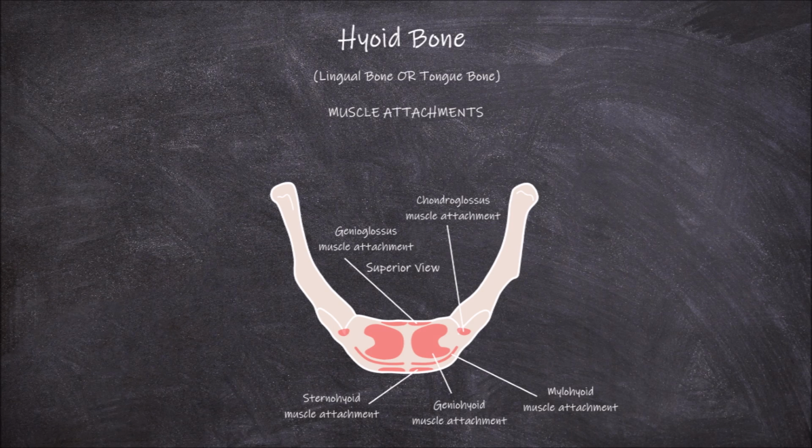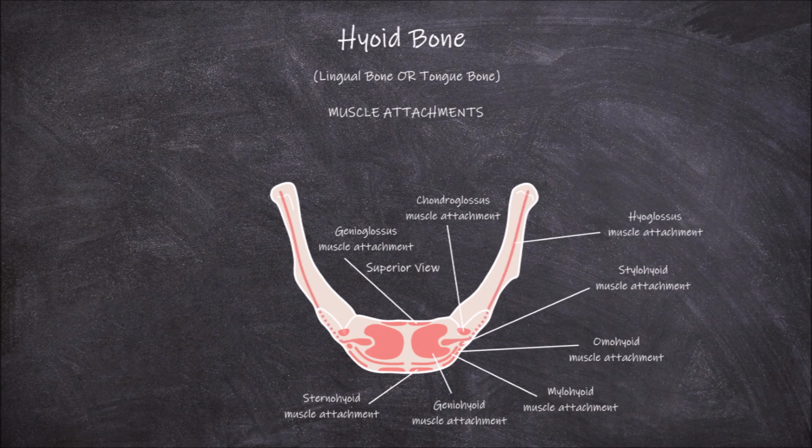The superior belly of the omohyoid muscle inserts onto the inferior border of this bone. The stylohyoid muscle inserts onto the body of the hyoid bone. The hyoglossus muscle originates from the body and greater horn of this bone. And finally, the middle pharyngeal constrictor muscle originates from both the greater horn and the lesser horn of this bone.